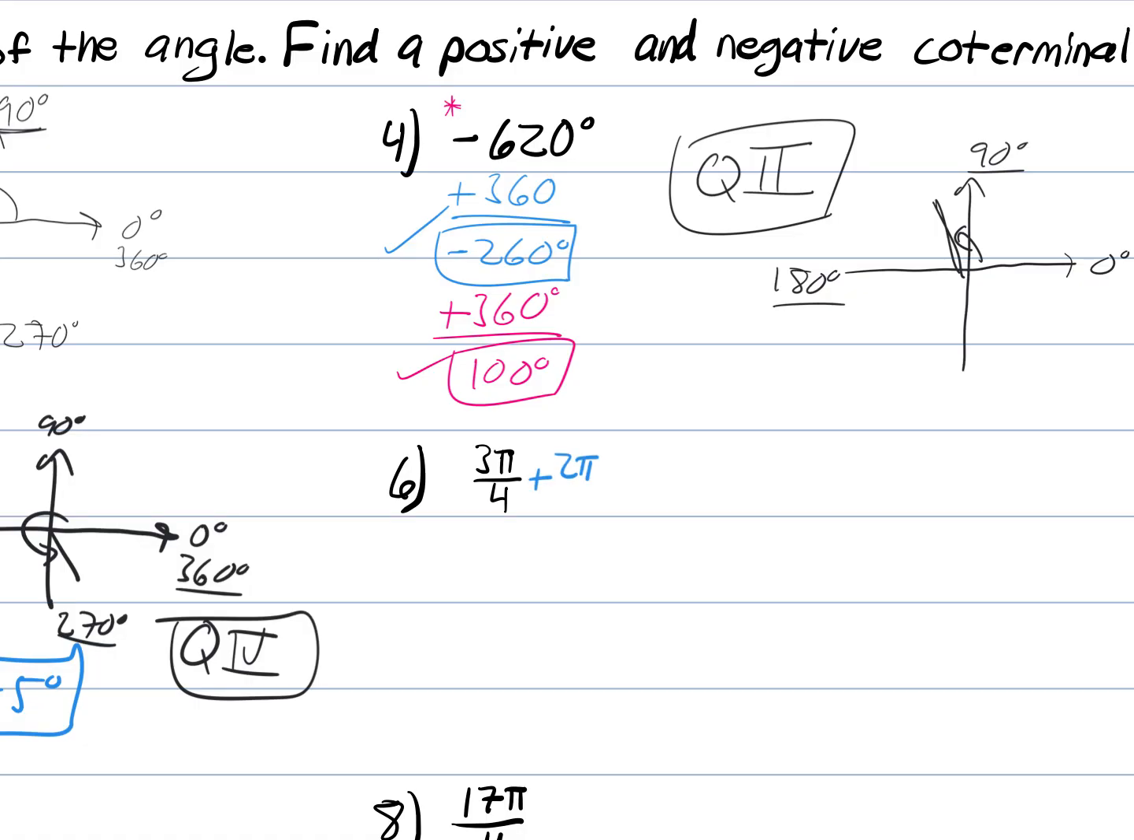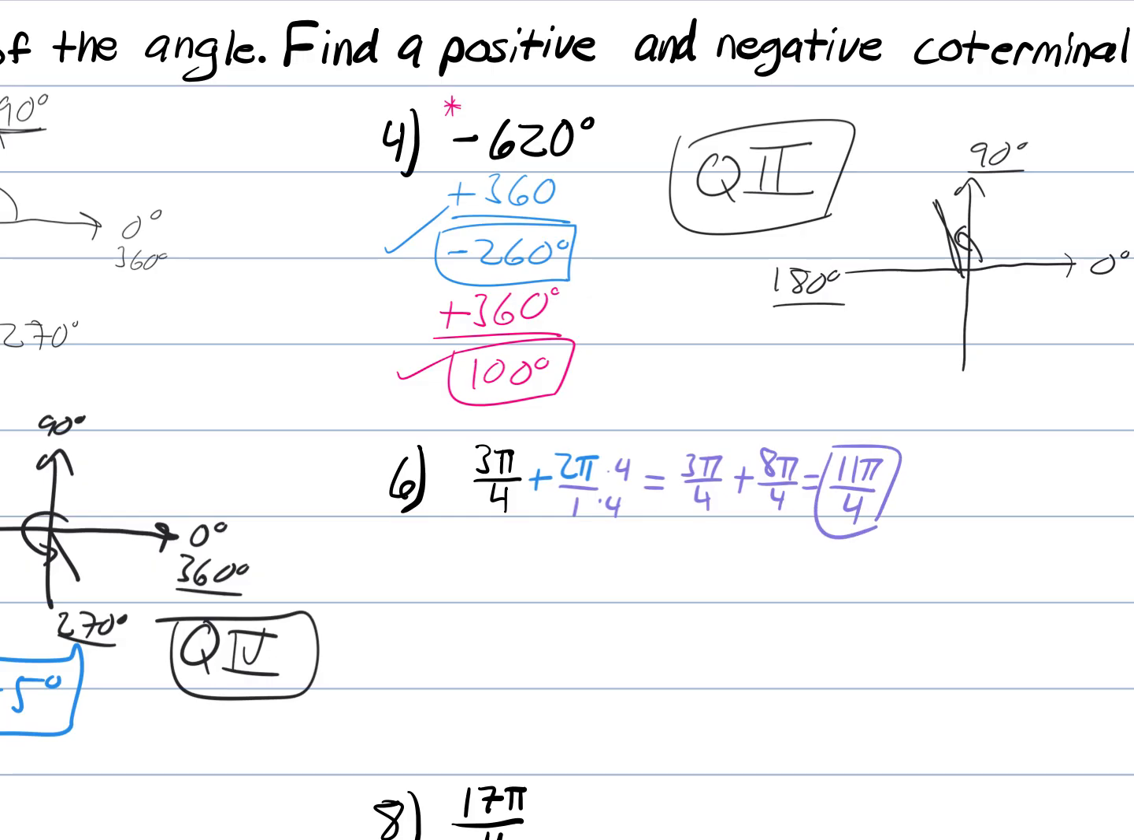All right, now the only thing to keep in mind with radians is that I need to make sure I have a common denominator, right? So I'm going to take this 2 pi, write it over 1, and then multiply the top and the bottom by a common denominator, which is 4. And that gets us 3 pi over 4 plus 8 pi over 4, and that gets you 11 pi over 4. And that's a valid positive coterminal angle, right?